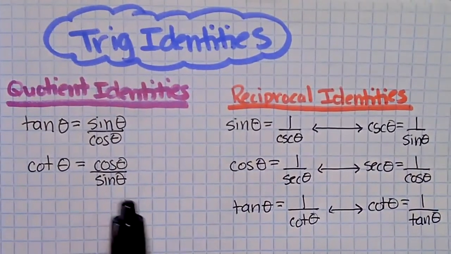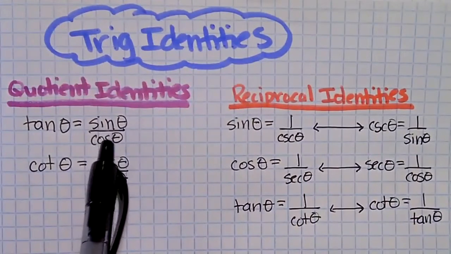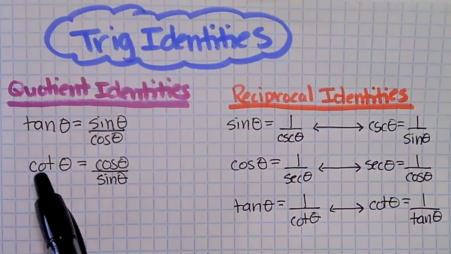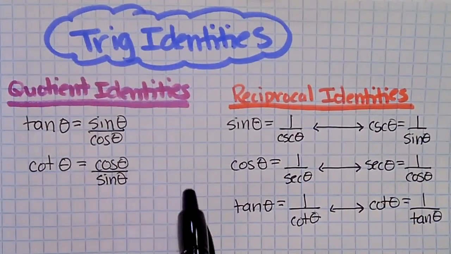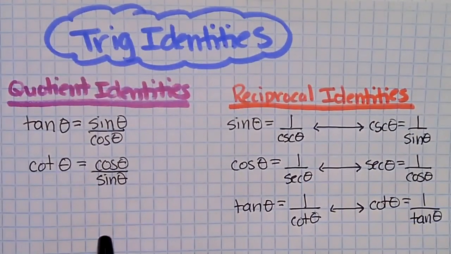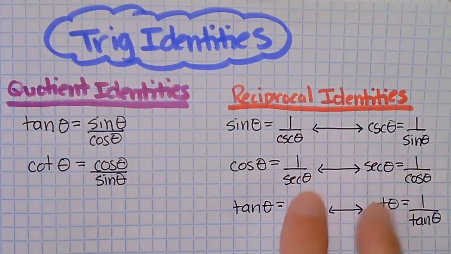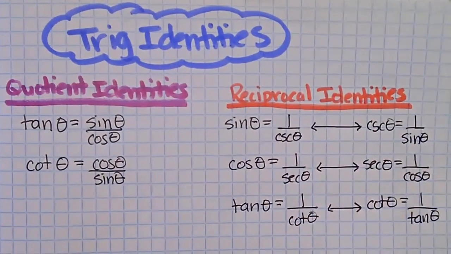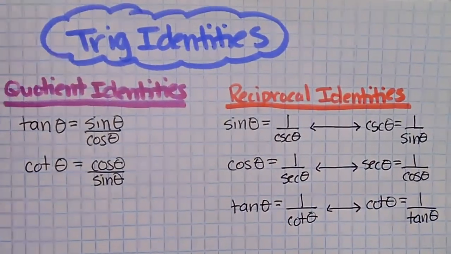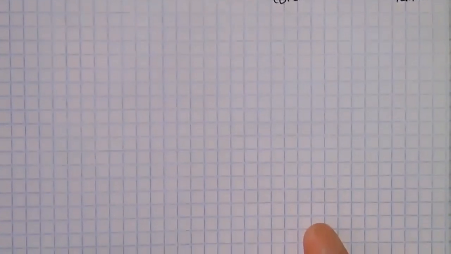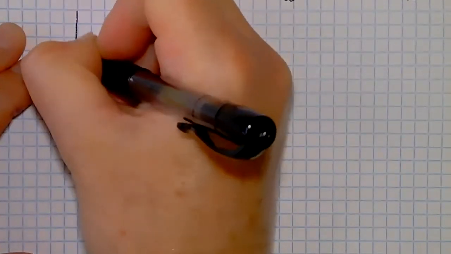So these are quotient identities. Quotient means division, so you see how we can write tangent and cotangent in terms of dividing sines and cosines. And over here, this one is our reciprocal identity. So again, reciprocal identities, because these are reciprocals. Now, the next thing I'm going to do is introduce where we get the Pythagorean identities. I'm going to start with a unit circle.